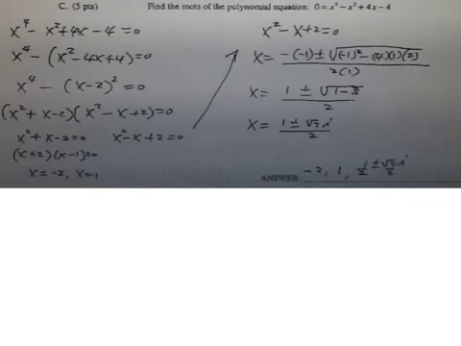Here we are told to find the roots of the polynomial equation 0 equals x to the fourth minus x squared plus 4x minus 4. So for this one, you kind of want to look for things that I can group together. So notice with this equation right here that I can group together the x squared plus 4x minus 4.